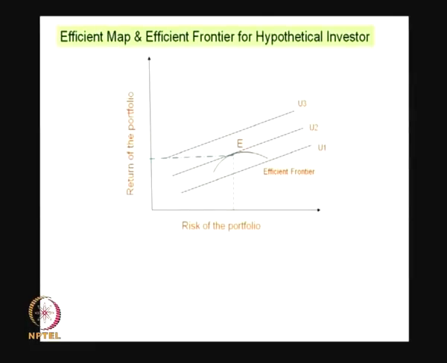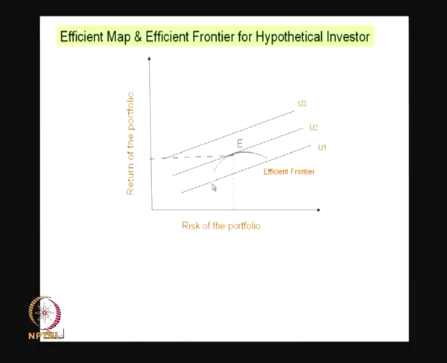In this context, I have already shown in the previous classes that the x-axis represents the risk of the portfolio, and the y-axis represents the return of the portfolio. So, this is your risk and this is your return, and these are the different utility curves, U1, U2, U3, and this is your efficient frontier.